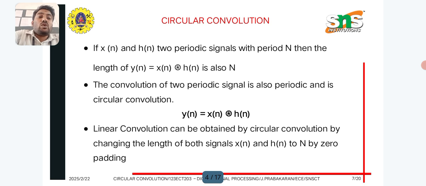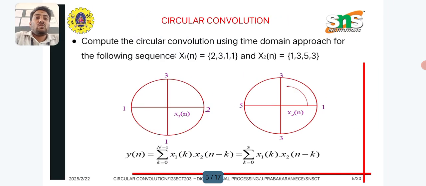This is the circular convolution formula. Here you can see y of n equals x of n circular convolution with h of n. Circular convolution has two methods. The first one is the concentric circle method and the other one is the matrix multiplication method. Let me see the concentric circle method.